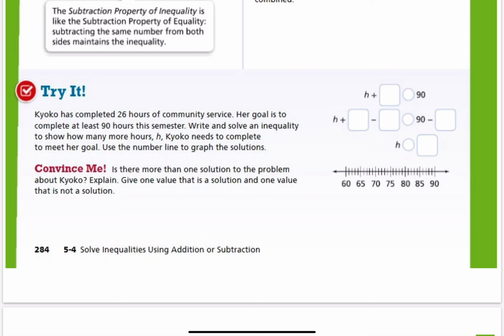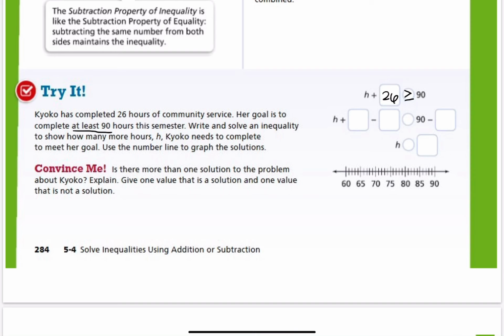So, she wants at least 90. Now, looking at that, we know she can have more than 90 and be happy, but she cannot have less than 90. So what she gets needs to be either greater than or it can be equal to, because if she has 90, she'll be happy with that. She has already completed her 26 hours. So we have our H, how many more she needs, plus the 26 that she's already completed, and that either needs to be more than or equal to 90, greater than or equal to 90.